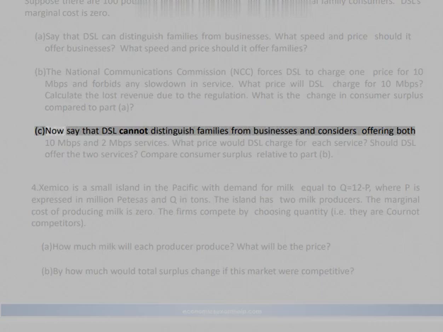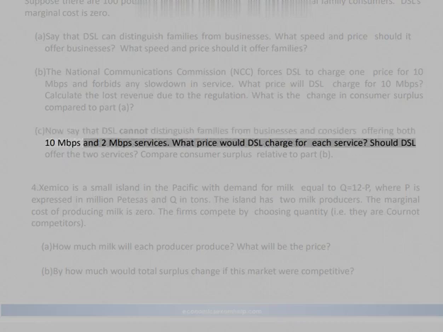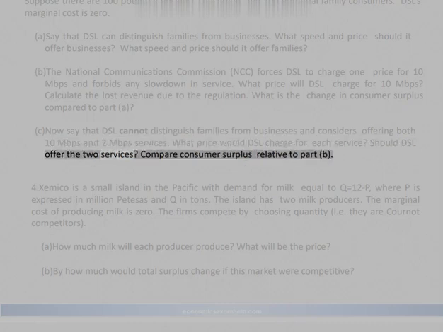C. Now say that DSL cannot distinguish families from businesses and considers offering both 10 megabits per second and 2 megabits per second services. What price would DSL charge for each service? Should DSL offer the two services? Compare consumer surplus relative to Part B.